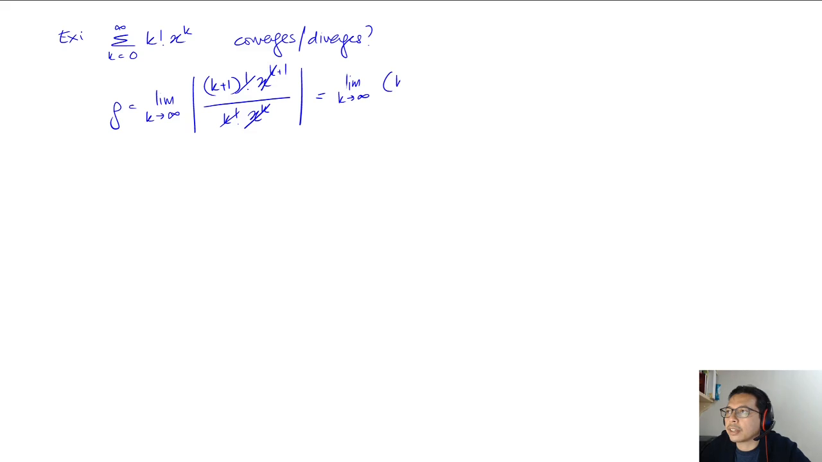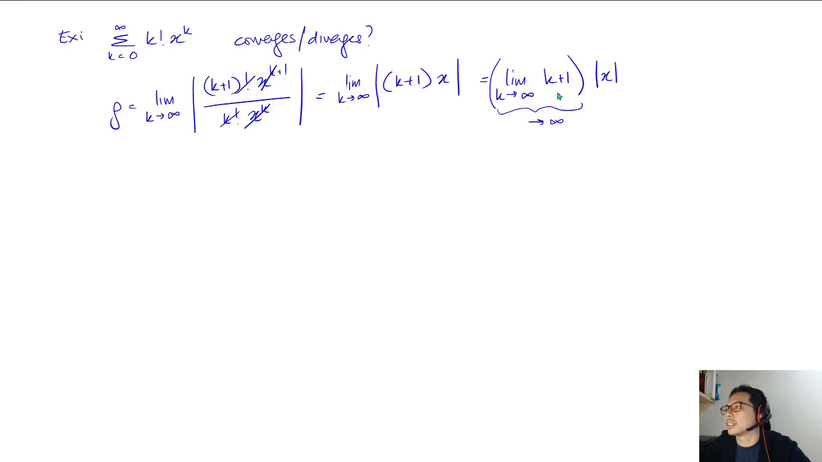So I have k plus 1 here, and I have absolute value of x left. I can leave it like this, k plus 1 here, and then I can just leave the absolute value of x outside. But now if you can see this, when k tends to infinity, this whole term here also tends to infinity, right? Because it will be infinity plus 1, which is still infinity. So it doesn't matter what x is, rho will always go to plus infinity.